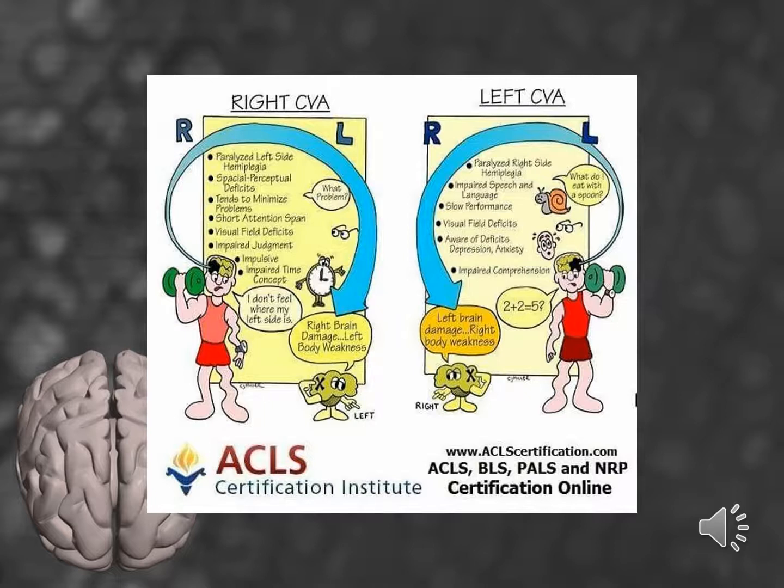With a left-sided CVA, this would be a stroke on the left side of the brain that would result in right-sided paralysis or right-sided weakness. The big thing with a left-sided CVA is more of those speech and language issues, and also things are just a little bit slower, so it takes them a little bit longer to understand or comprehend things. And another thing is you see a lot more of that depression and anxiety associated with a left-sided stroke.